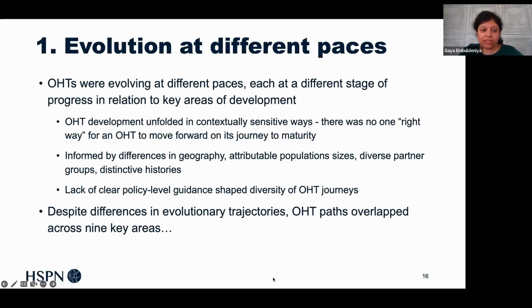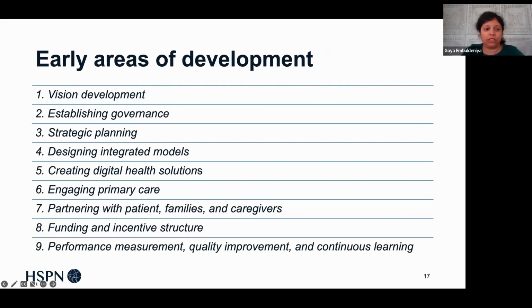And yet, despite these differences in evolutionary trajectories, there was a good deal of overlap in OHT paths across the nine key areas that emerged through our observation of OHTs on the ground. These were the key areas of development that we observed, vision development being a key theme that was actually missing in the ministry's building blocks, but all 6 OHTs spent a good amount of time essentially figuring out what they were supposed to be about, where they were going.